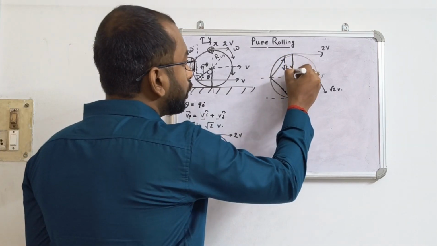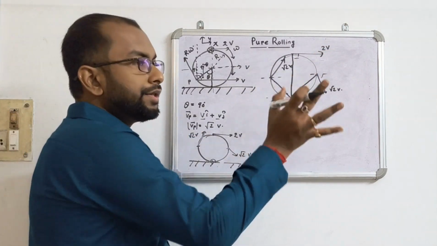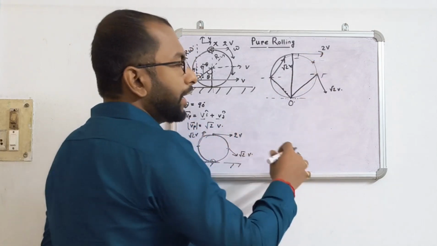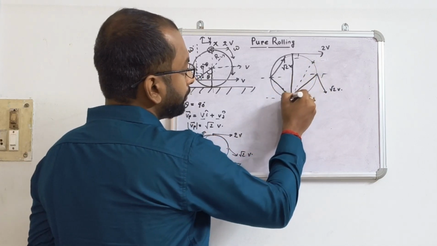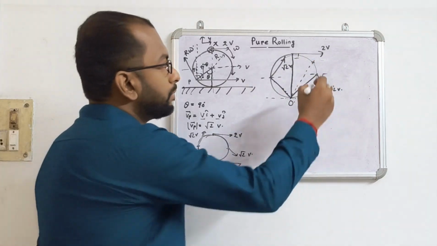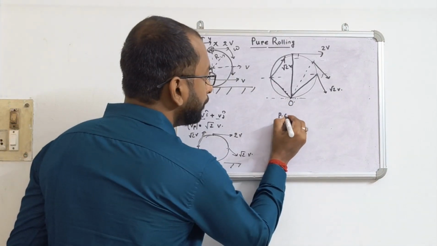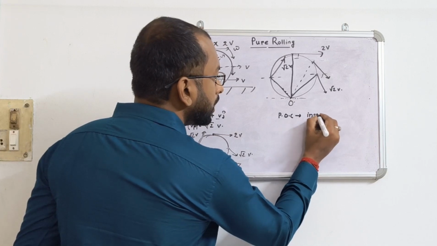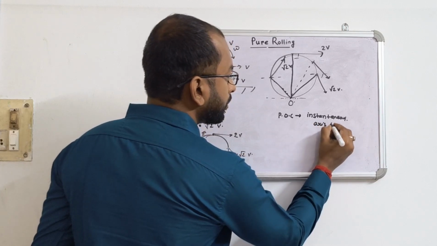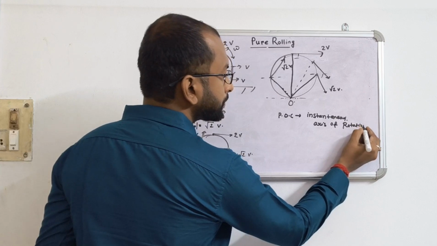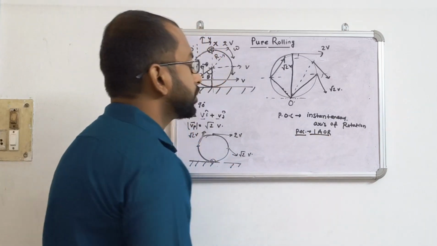If we join this point, it's perpendicular to it. So that means the easy way of finding out velocity at any point is to draw one line from that point to the point of contact, and the net velocity will be perpendicular to it. Total velocity will be perpendicular to that particular line. So you can tell that this point of contact for the pure rolling is instantaneous axis of rotation, or IAOR. Point of contact is IAOR, or instantaneous axis of rotation.